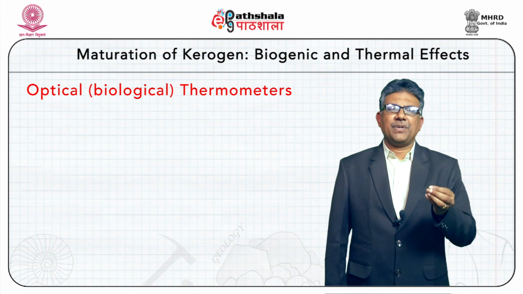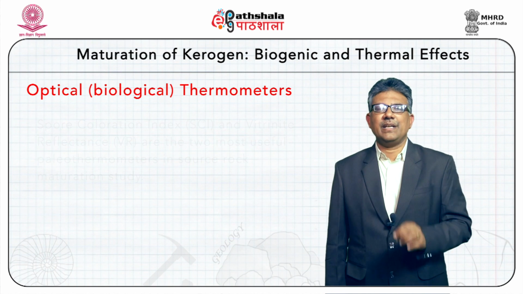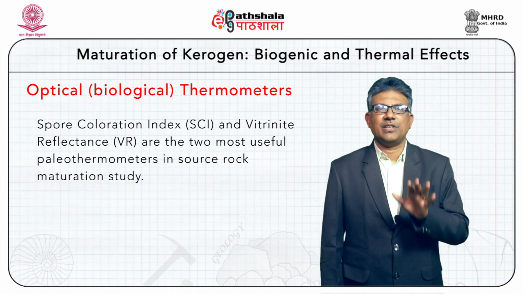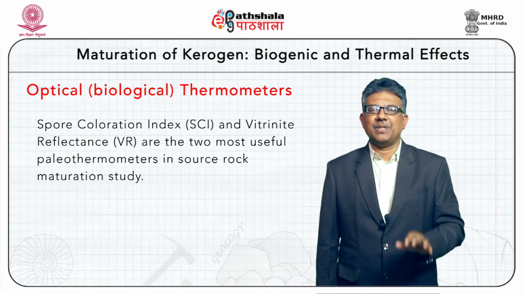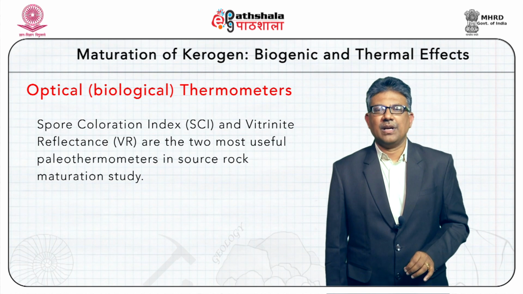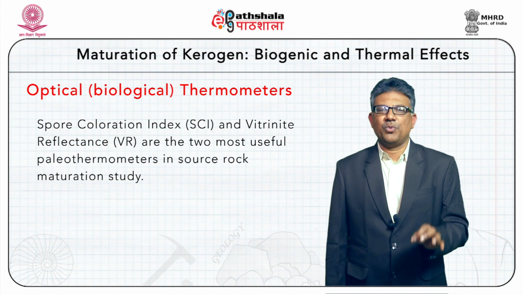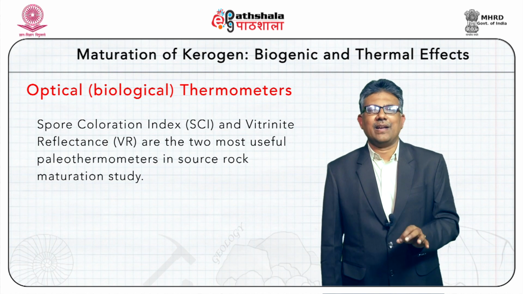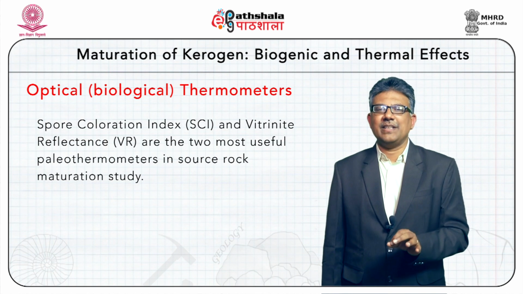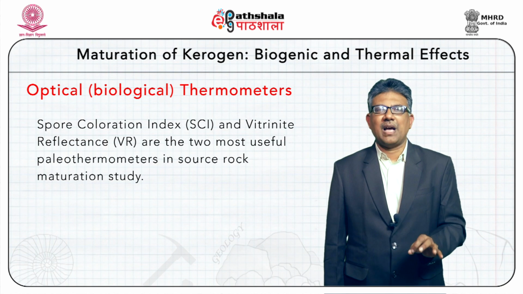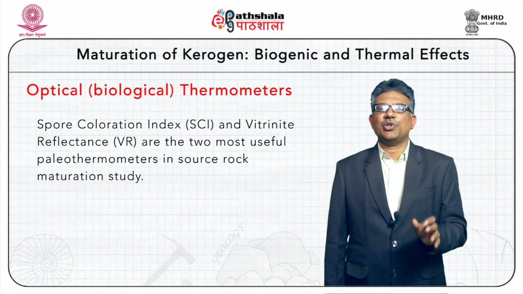Now we come to some optical thermometers that we use to identify the maturation of organic matter: the spore coloration index, SCI, and vitrinite reflectance. These are the two major optical parameters that we measure to understand kerogen maturation. During thermal maturation, dispersed organic matter including spores within sediments changes color from yellow to brown to black. The change in color depends not only on rise in temperature but also on the duration of time for which the organic matter sustains that temperature, that is, the geothermal history.